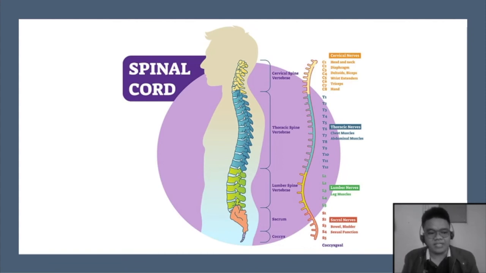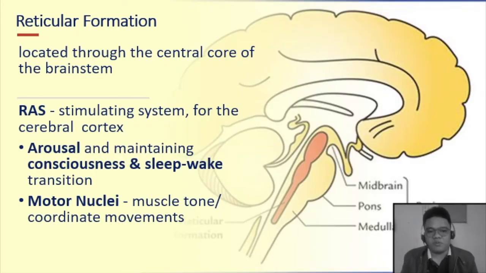We also have the term reticular formation. Your reticular formation is located in the central core of the brainstem. So class, if this is your brainstem, this is where your reticular formation is located. You might have heard of the term RAS. This is not your renin-angiotensin system. Your RAS is your reticular activating system. Your RAS is a stimulating system for the cerebral cortex. So class, the RAS is in charge of arousal, maintaining consciousness, and sleep-wake transition of our patient. If our patients have problems with the reticular activating system, they would have problems with their sleep-wake cycle and their circadian rhythm.